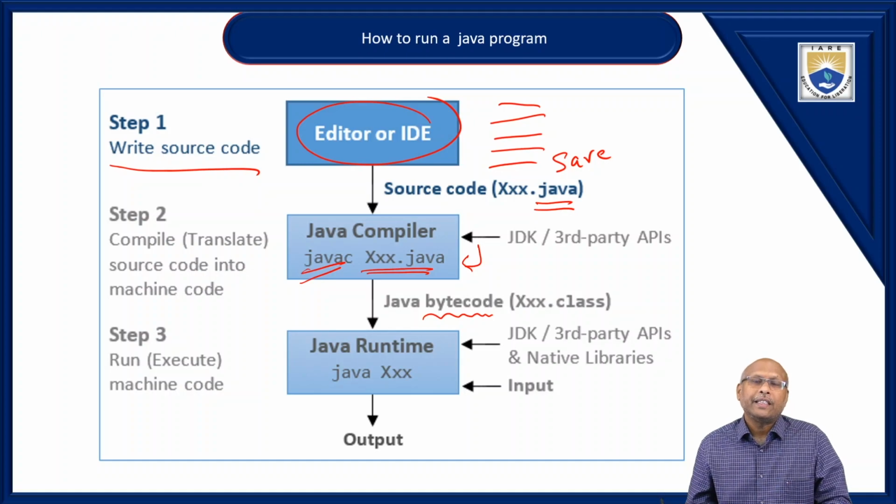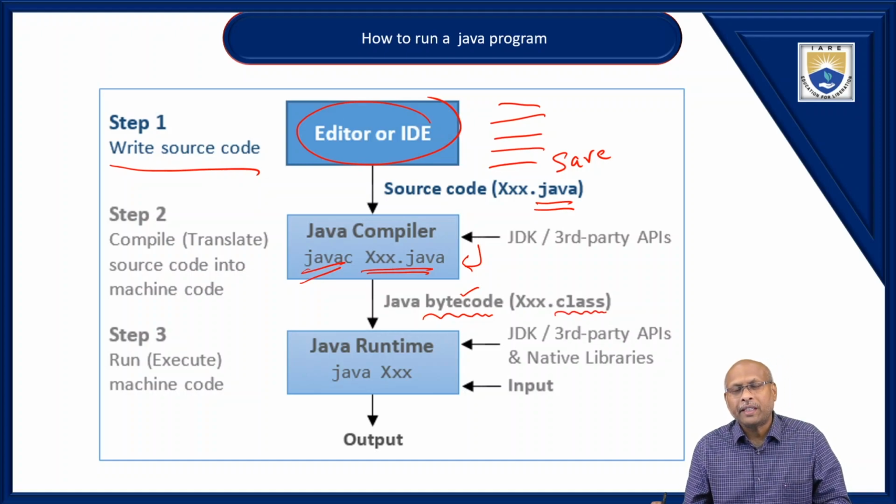This bytecode is independent code, platform independent. So this bytecode I can run in any platform, in any OS, in any hardware. Once you compile, it will produce a code called bytecode. The bytecode will have extension .class.